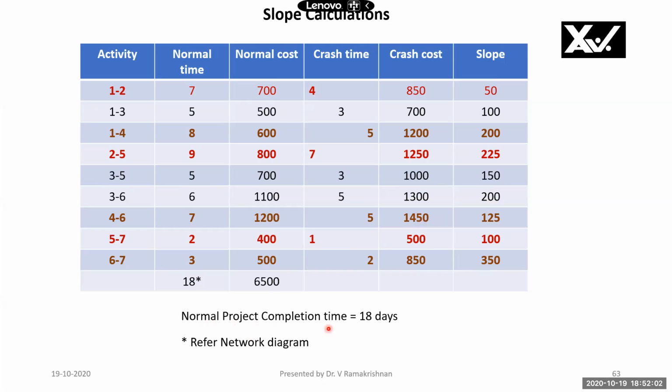Now, normal project completion time is 18 days, that we can see from the network diagram. We will see it in the next slide. Total project cost will be the addition of indirect cost and the total activity cost. Total activity cost is the sum of all the normal cost for the normal time period. This is the total time for this activity and total normal cost for this activity. So similarly, for all the activities, total activity cost is given. So total of all these things will give you the total activity cost for the project.